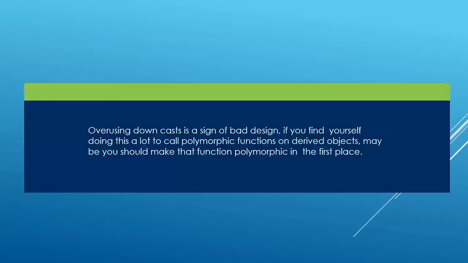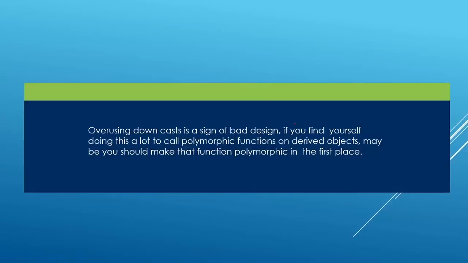A word of caution here: overusing downcasting is a sign of bad design. If you find yourself doing this kind of thing a lot to call non-polymorphic functions, that may be a sign that you should make that non-polymorphic function polymorphic, because that's going to save you from doing these transformations a lot. Just make sure you don't overuse this and do it in only the few cases where you really need to.